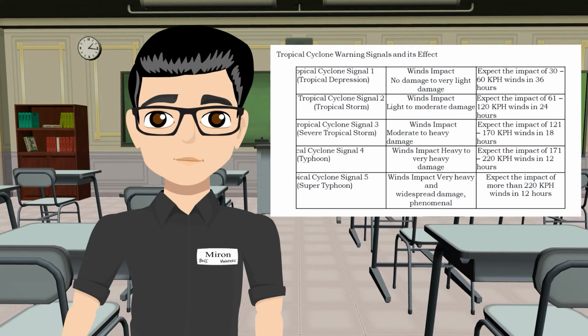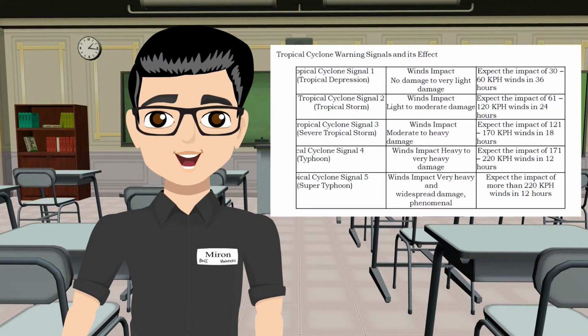For tropical cyclone signal number 2, which is a tropical storm, wind impact is light to moderate damage. Expect the impact of 61 to 120 kph winds in 24 hours. For signal number 3, severe tropical storm, wind impact is moderate to heavy damage. We'll be expecting the impact of 121 to 170 kph wind in 18 hours.